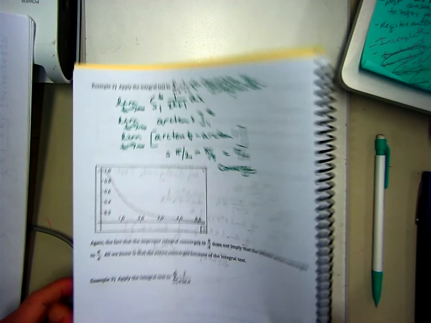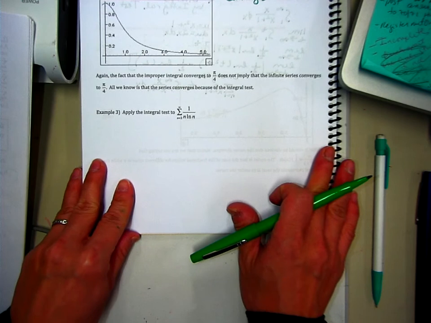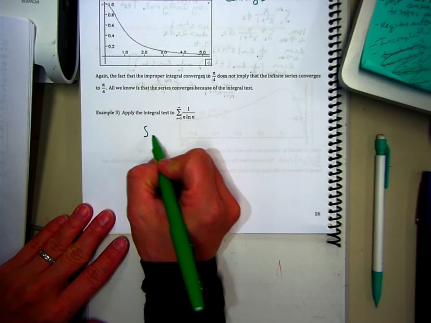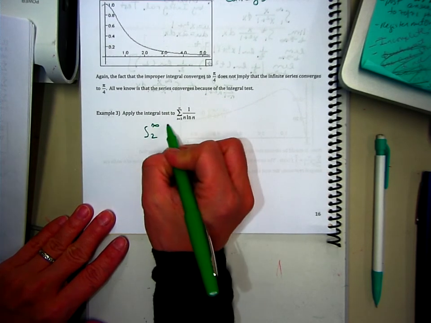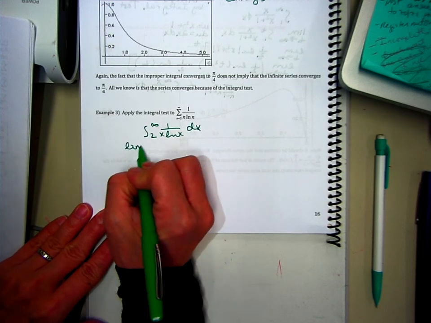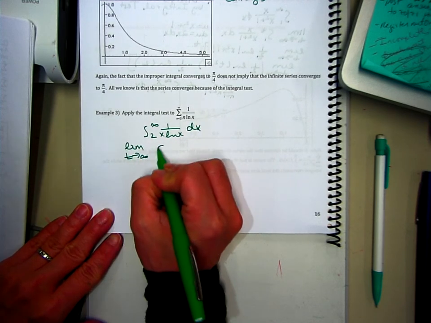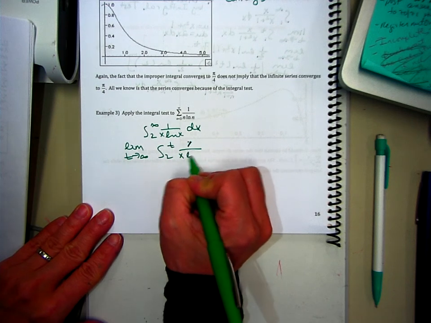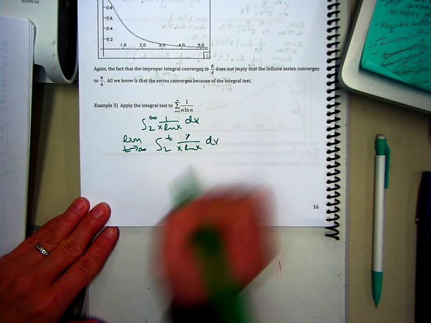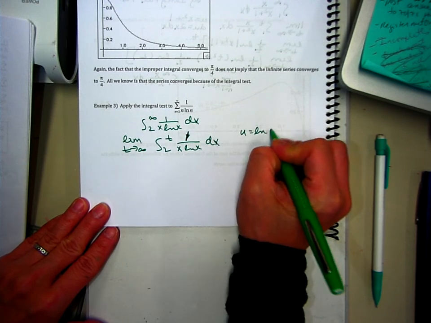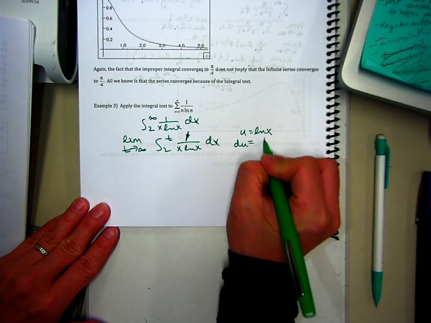Okay, one last example. So I'm going to do the integral test here as well. Rewrite it as an integral. Rewrite it with the limit statement. And how do I take this antiderivative? Your u is ln of x. Your du is 1 over x dx.